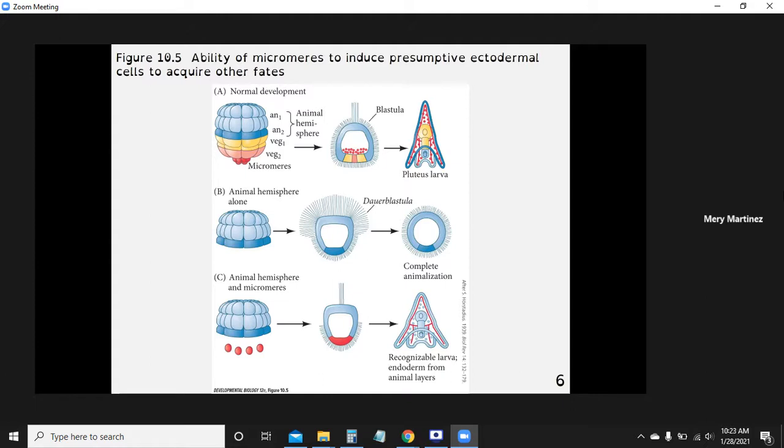The second step, the autonomously specified large micromeres are now able to produce paracrine and juxtacrine factors, which means that if we have paracrine and juxtacrine factors, what type of specification are we talking about? Juxtacrine is to be side to side, right? To induce. And paracrine is one cell produces something that is necessary for that same cell or for a cell that is close by, right? So it's conditional specification, okay?